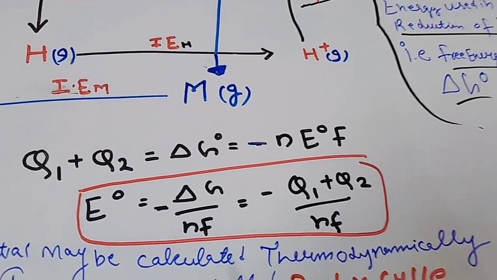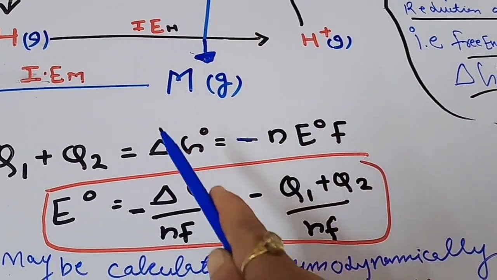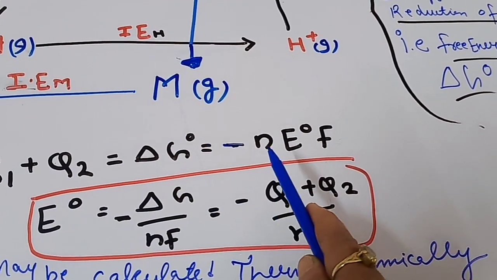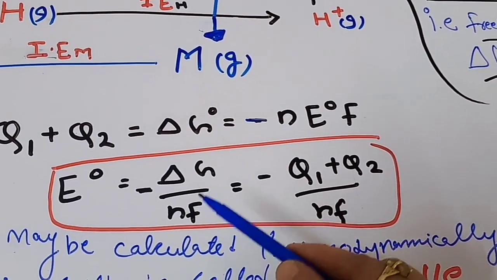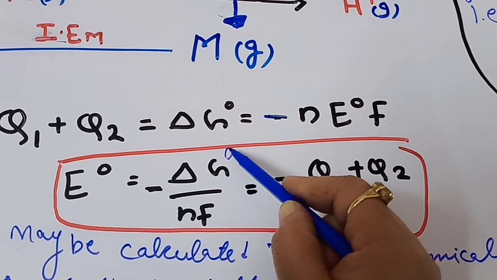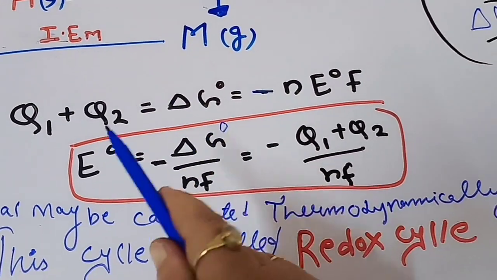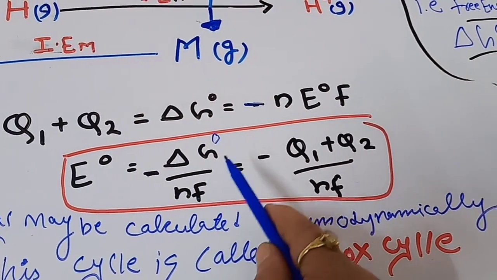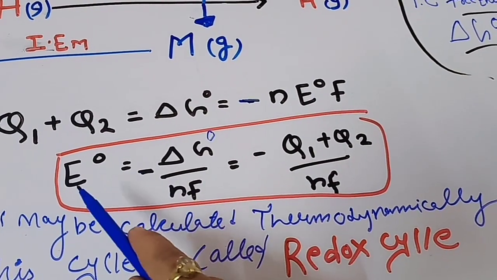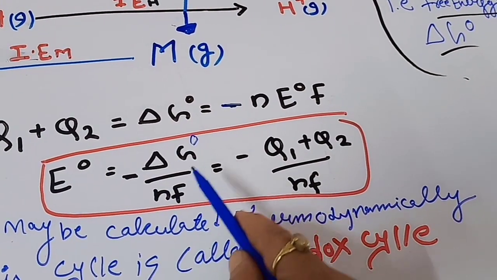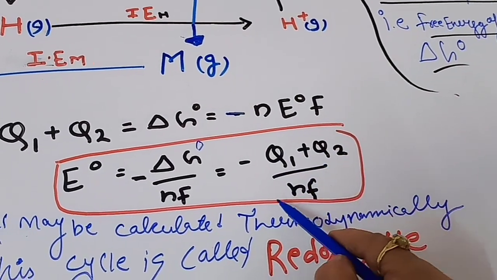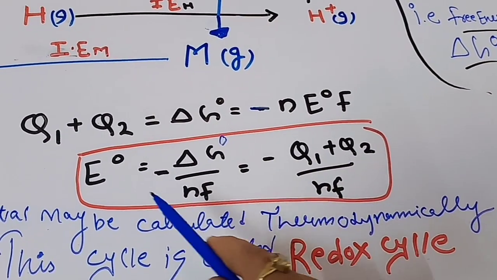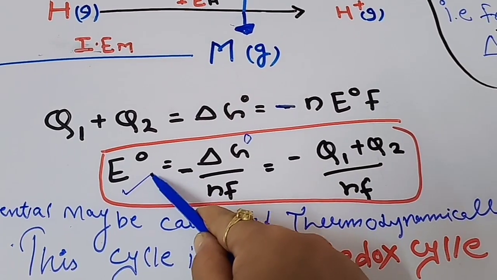So we can say that our thermodynamic relation is ΔG° = -nFE°. By putting the value of ΔG°, we can get the values of our reduction potential. So we can write this relation as E° = -ΔG°/nF, and that equals -(Q1 + Q2)/nF. So we will get the values of the electrode potential of any metal.